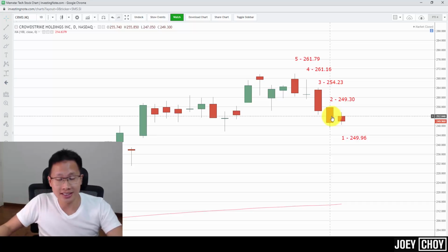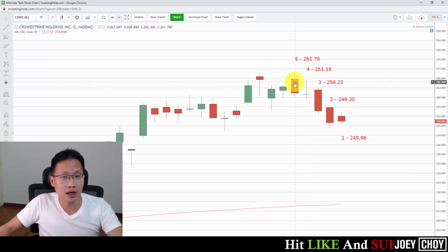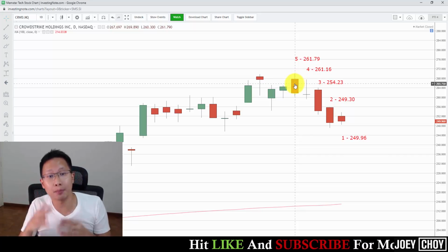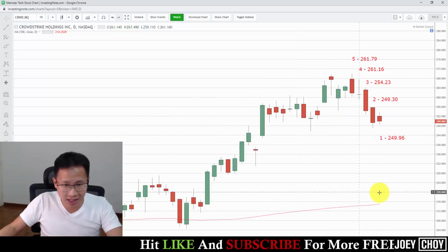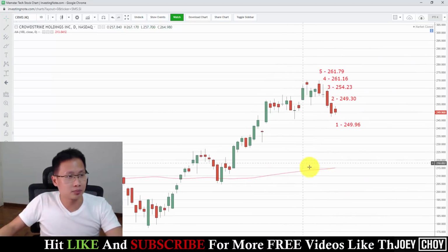When there's a closing price, that's where we use the moving average. The third day closing price is 254.23, the fourth day 261.16. As you can see right here, when I put my mouse over here, you can see the closing price 261.16, and on the fifth day it is 261.79. So that's a 5 days period. This line right here is a moving average, what we call the 100 days moving average line.